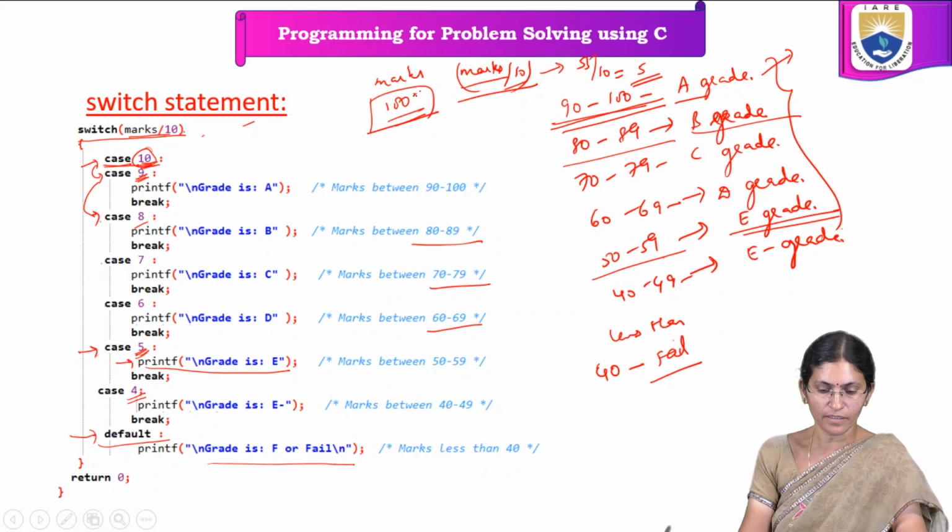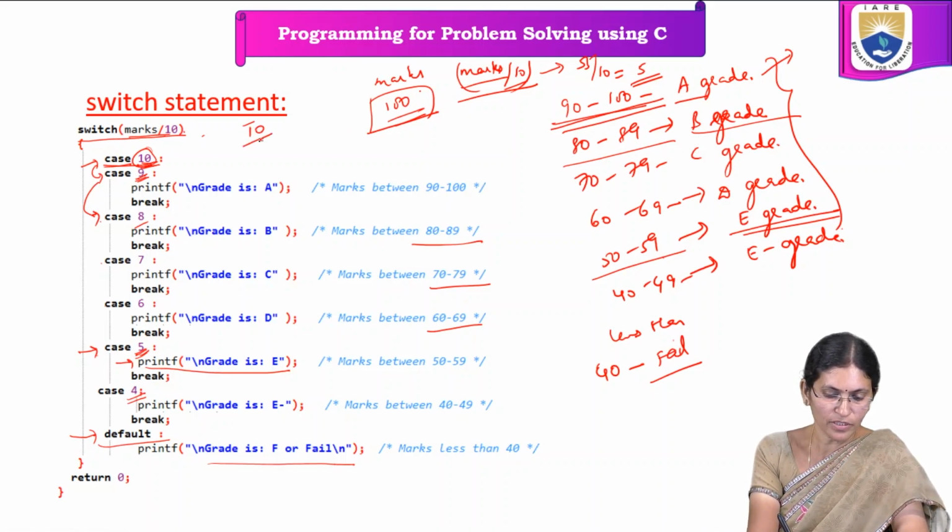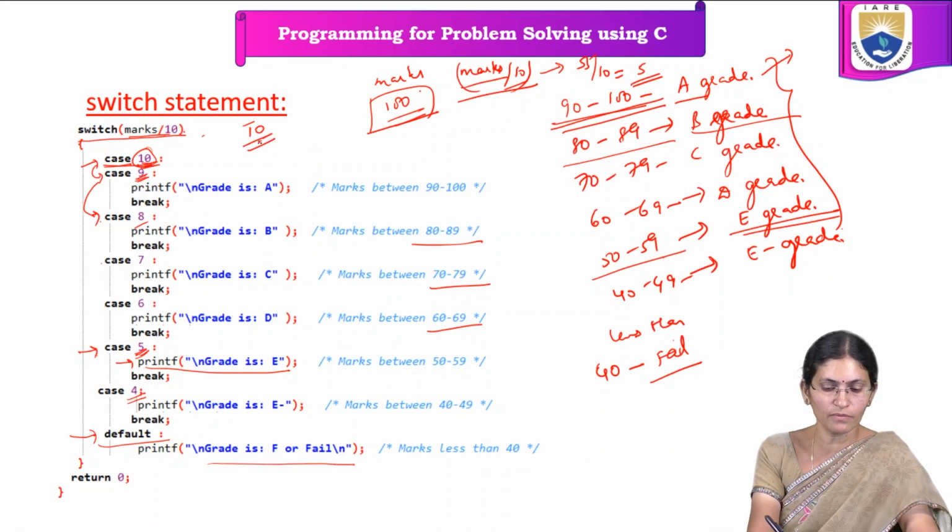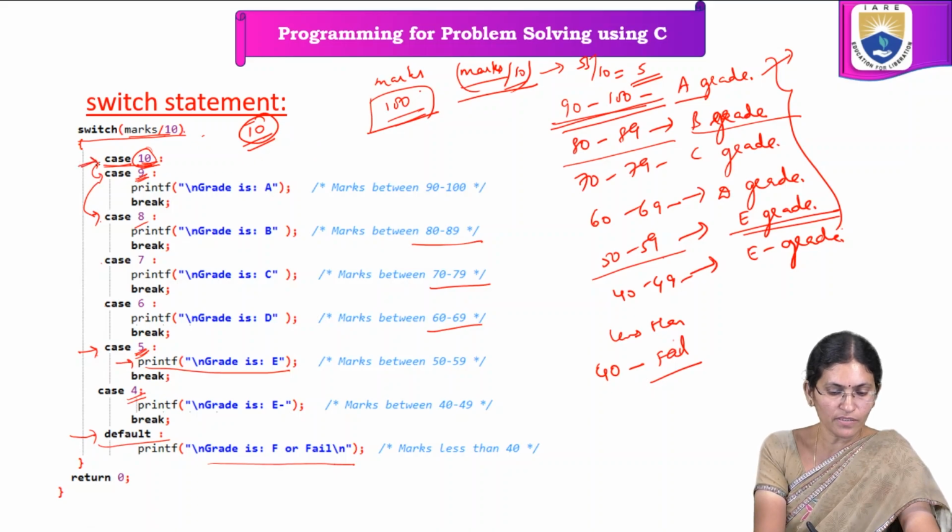Suppose the input is 100. So here 100 divided by 10 is 10. So the expression value will return an integer. That integer value is equal to 10. So then control is transferred here.